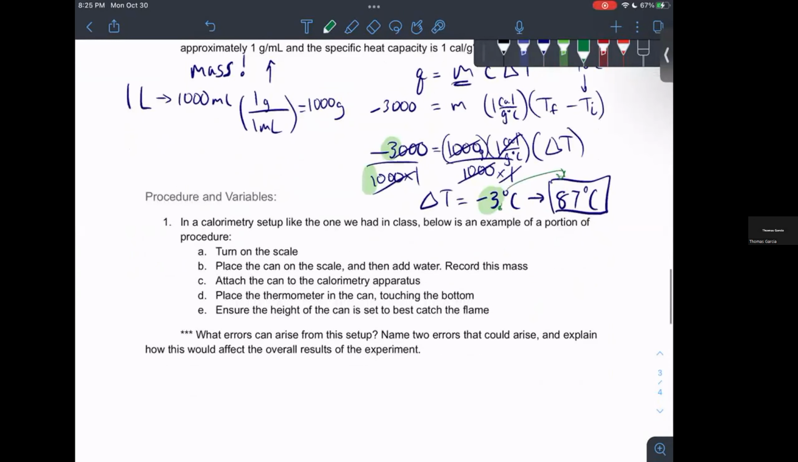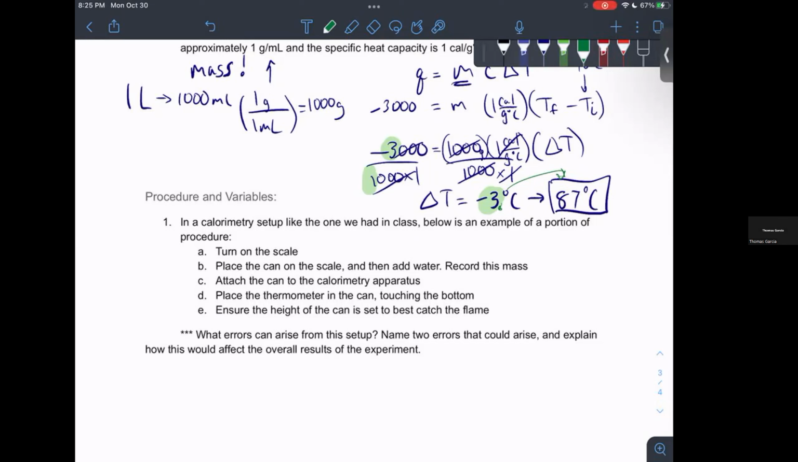All right, moving on to procedure and variables. In a calorimetry setup like the one we had in class, below is an example of a portion of the procedure. Turn on the scale, place the can on the scale, then add water, record the mass. Attach the can to the calorimetry apparatus, place the thermometer in the can, touching the bottom. Ensure that the height of the can is set to best catch the flame.